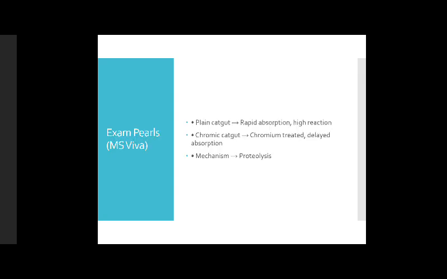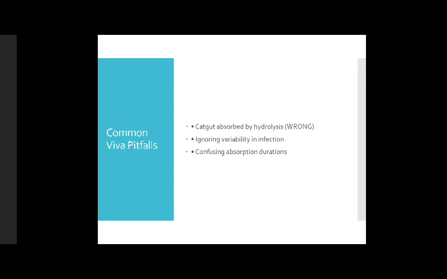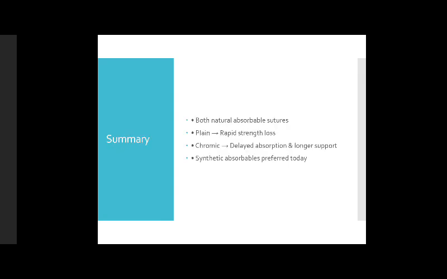Plain catgut has rapid absorption and high reaction. Chromic catgut is chromium treated, with delayed absorption. Both mechanisms are proteolysis. Saying catgut is absorbed by hydrolysis is the wrong statement; they are absorbed enzymatically. Do not ignore variability in infection, and never confuse absorption duration. So both are natural absorbable sutures, with rapid strength loss for plain catgut, and delayed absorption and longer support for chromic catgut. Synthetic absorbables are preferred today. Thank you.